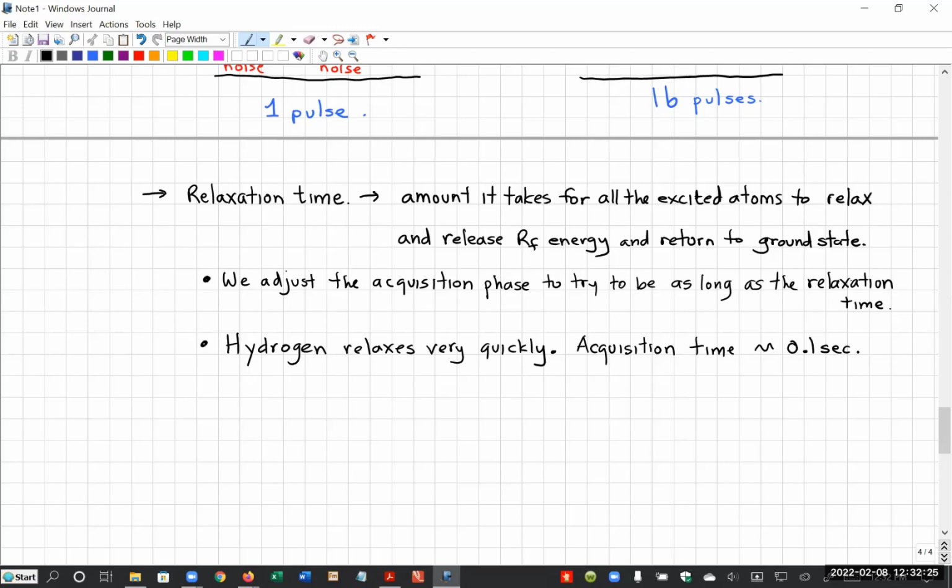So for hydrogen, the acquisition time is really short. It relaxes super quickly, like a tenth of a second. I'm talking, these are real times. Like we pulse and then we wait, but it's like bing, bing, bing, bing, bing, bing, really fast. Okay.